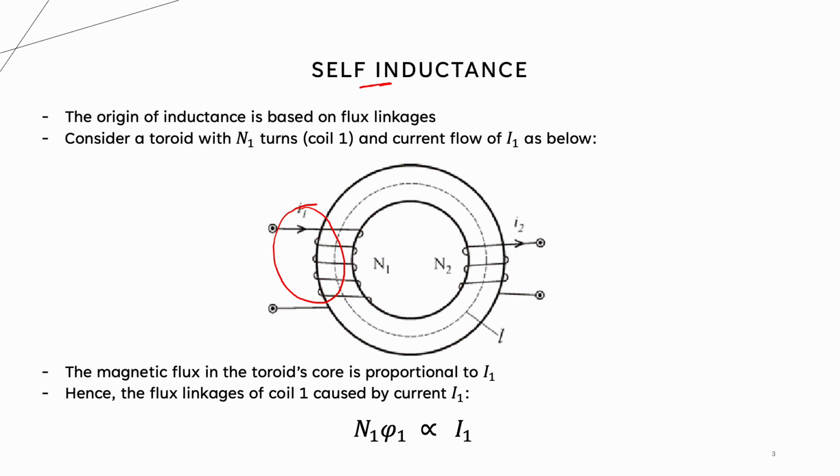We only calculate the value of flux at coil number 1, and the flux is generated or caused by the current I1. In the equation, it can be written as N1 times the flux at coil number 1 equals the inductance at coil number 1, L1, multiplied by the current I1 at coil number 1. This is the supply current.